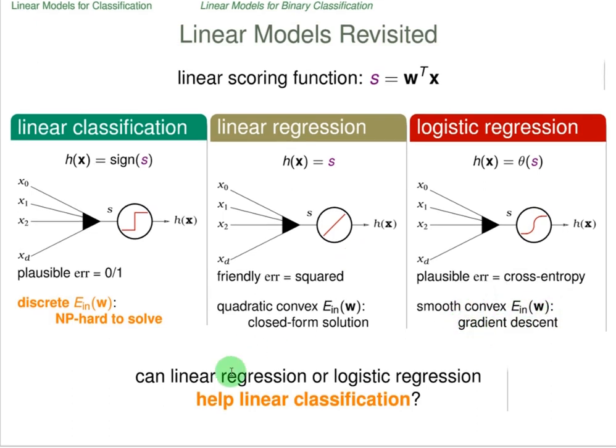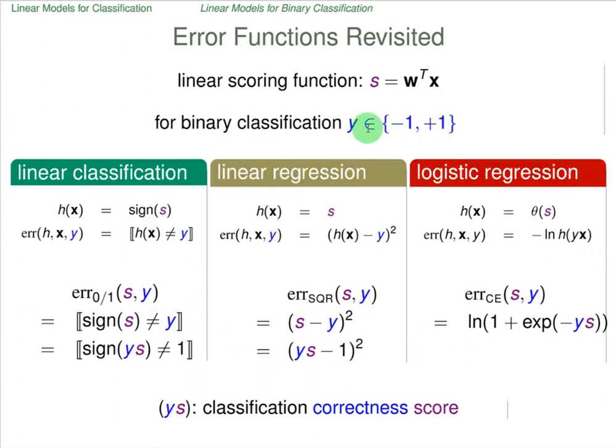Can we use linear regression or logistic regression to help in linear classification? Because minimizing linear regression is easy due to the quadratic or convexity property of the in-sample error. Logistic regression is also relatively easy. So that's one of the main questions we're going to be answering today. We can check the relationship of all three linear models and their error functions again.